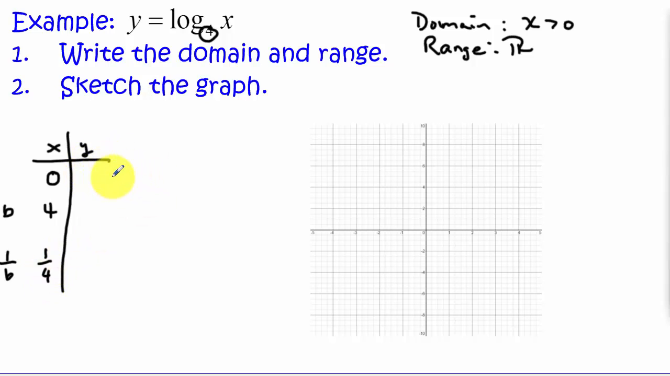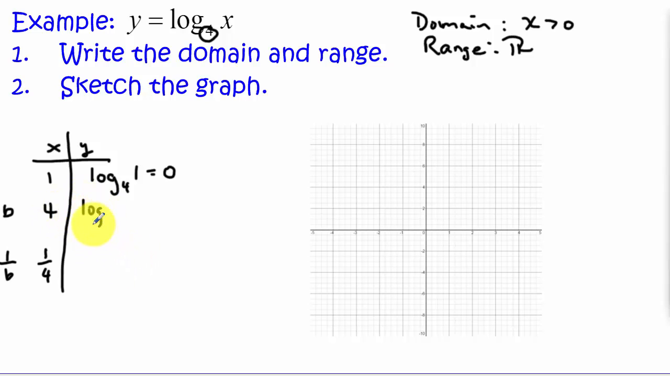To find the y, I've got the log, and I can't, my mistake here. We said the domain is greater than 0, so I can't pick 0. If I put that in a calculator, the log of 0 is undefined. So I apologize for that. I wanted to pick 1 here. So the log base 4 of 1 is 0. The log of 1 in any base is 0.